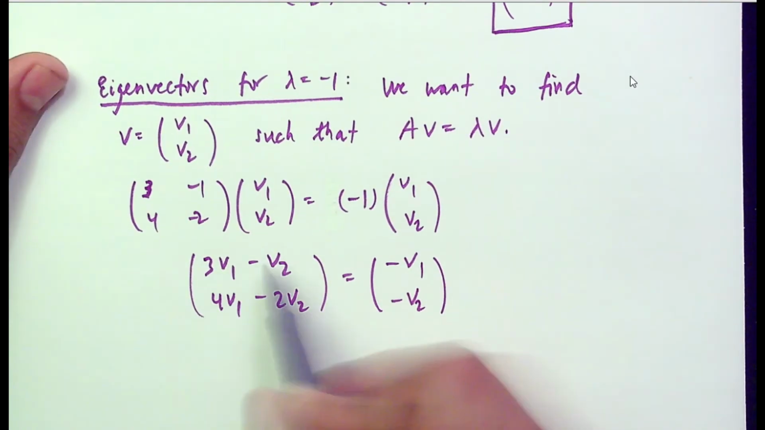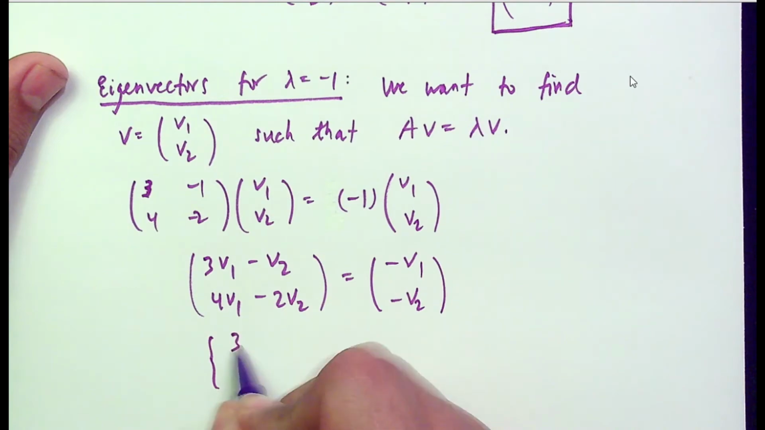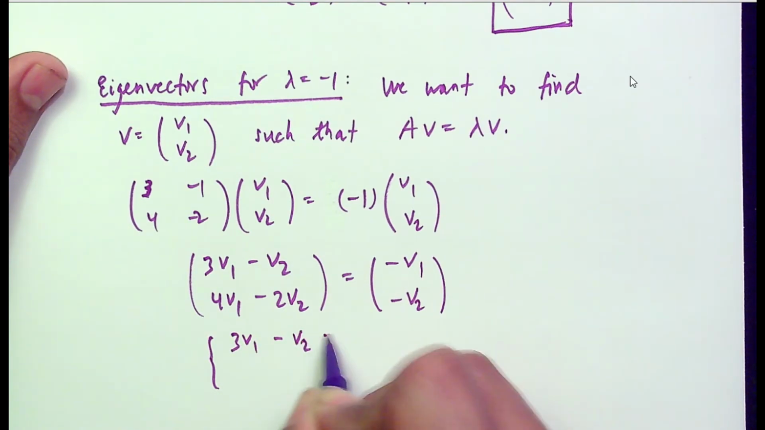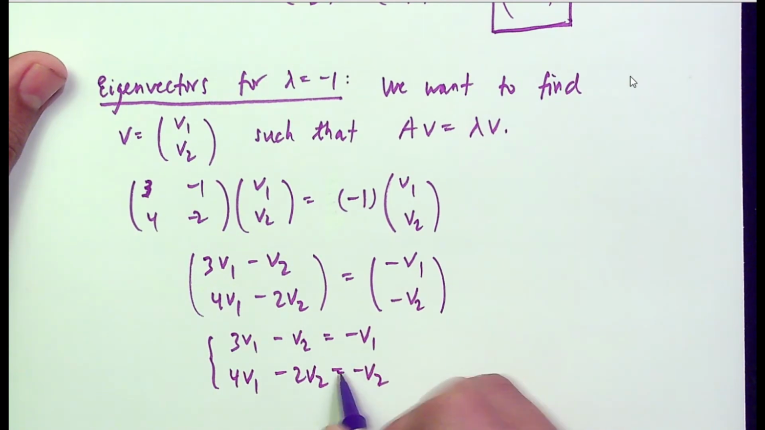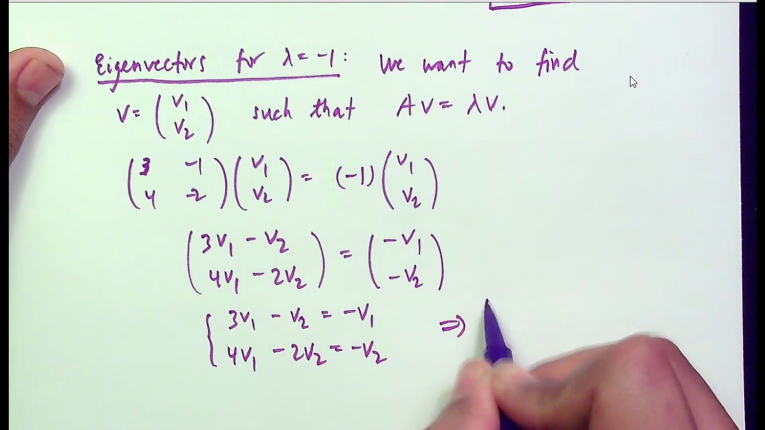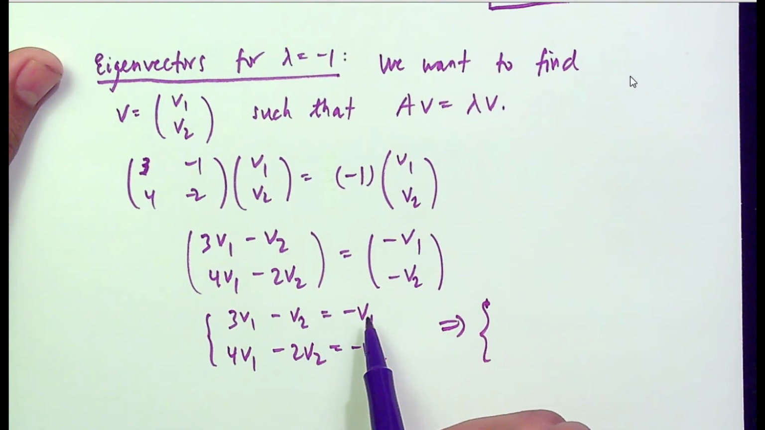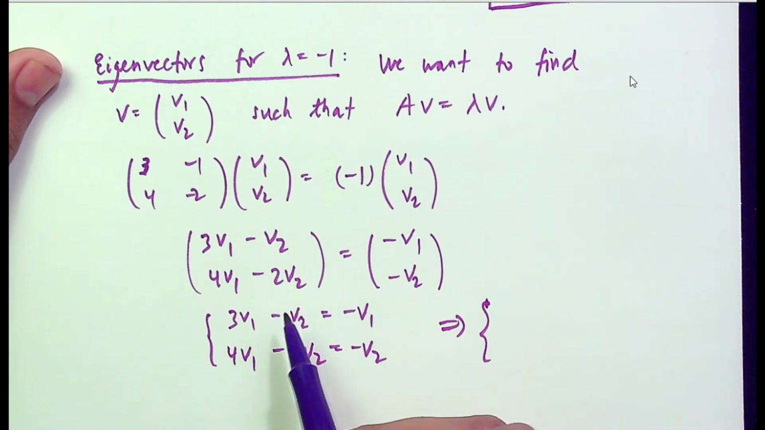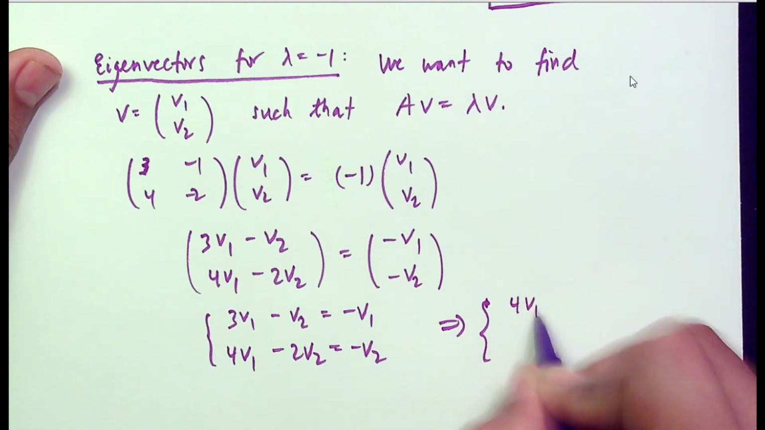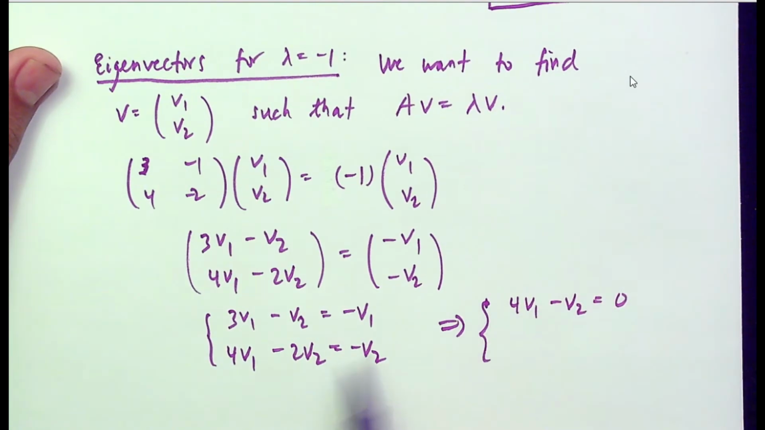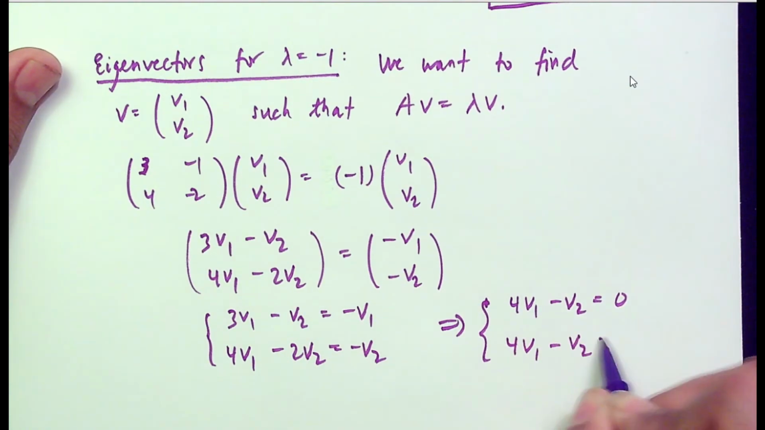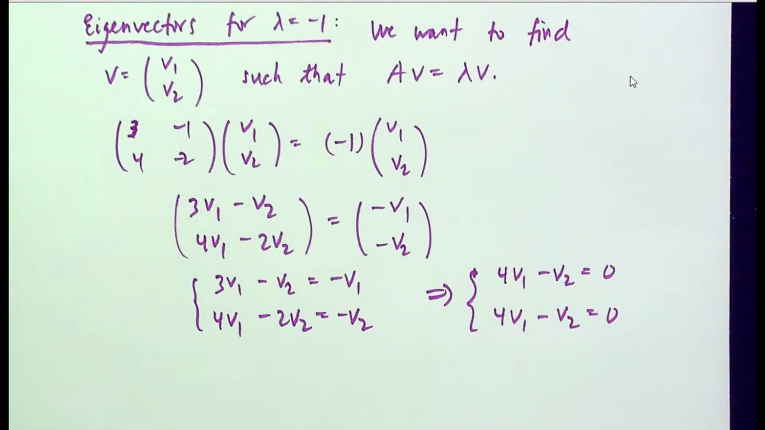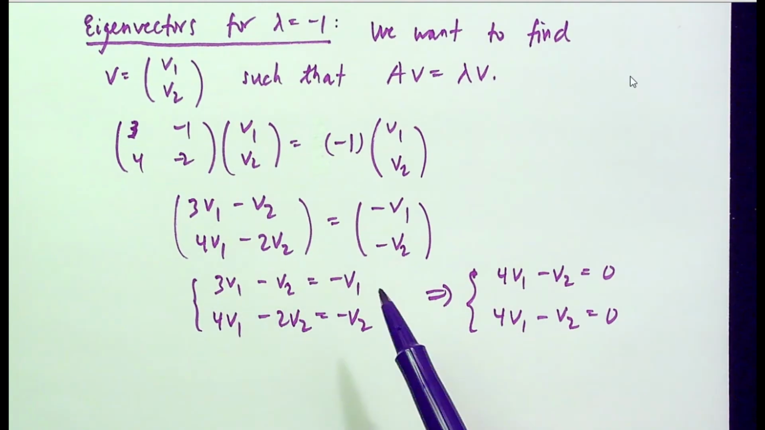Now set the entries equal to each other. So you're going to get 3v1 minus v2 equals negative v1, and 4v1 minus 2v2 equals negative v2. And then simplifying, if you move the v1 to the left-hand side, you're going to get 4v1 minus v2 equals 0. And if you move the v2 to the left-hand side, you're going to get 4v1 minus v2 equals 0. So again, you see that happened. You're going to get the same equation, so after this point you can just concentrate on one. That's always going to happen.